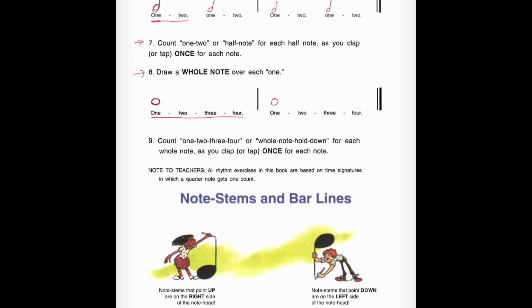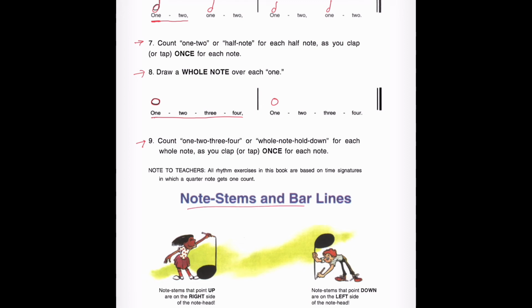Now, again, we're going to clap and count. So when we clap and count, it sounds like this. 1, 2, 3, 4. 1, 2, 3, 4. When we play it, it sounds like this. 1, 2, 3, 4. 1, 2, 3, 4. So you can hear how these tones are held for the amount of counts that they're valued for.